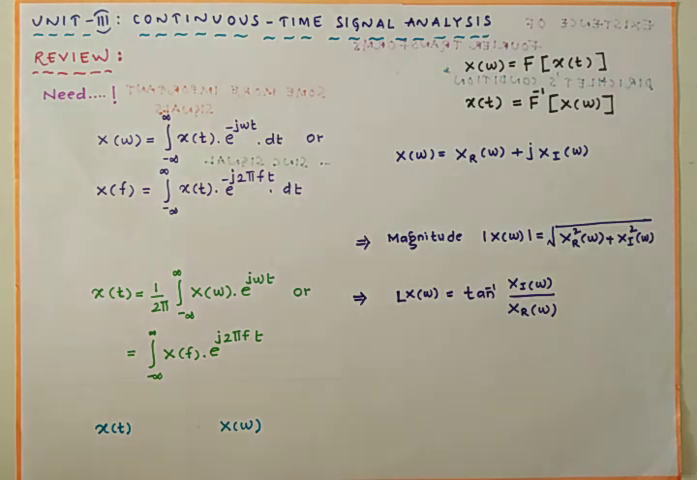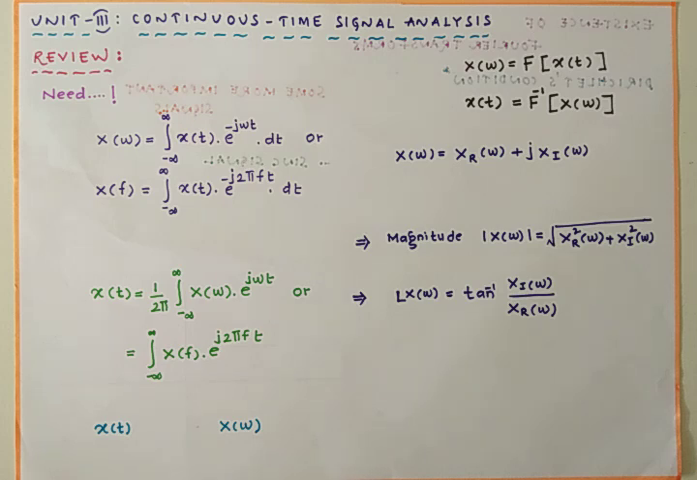From this class onwards, I am going to continue our Signals and System class by reviewing what we have studied in the third unit so far. I'm going to cover the remaining syllabus of Signals and System. The third unit is about continuous time signal analysis. In this unit, we are going to study particularly the Fourier transform.